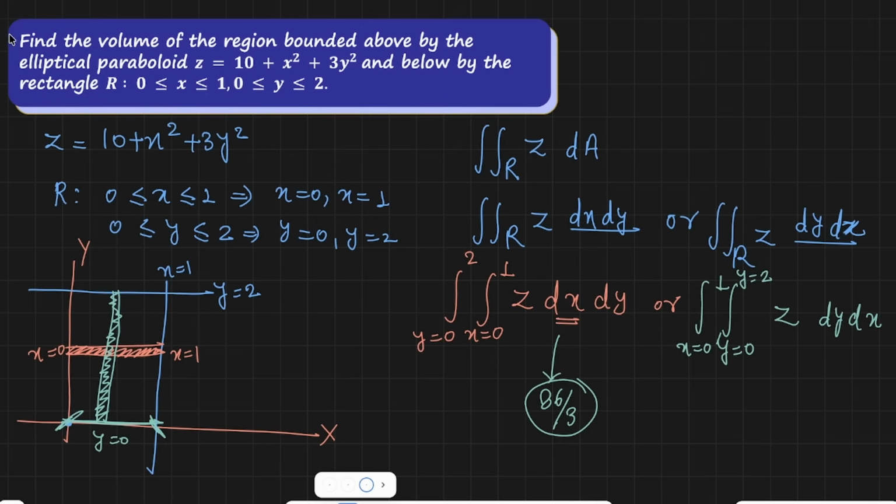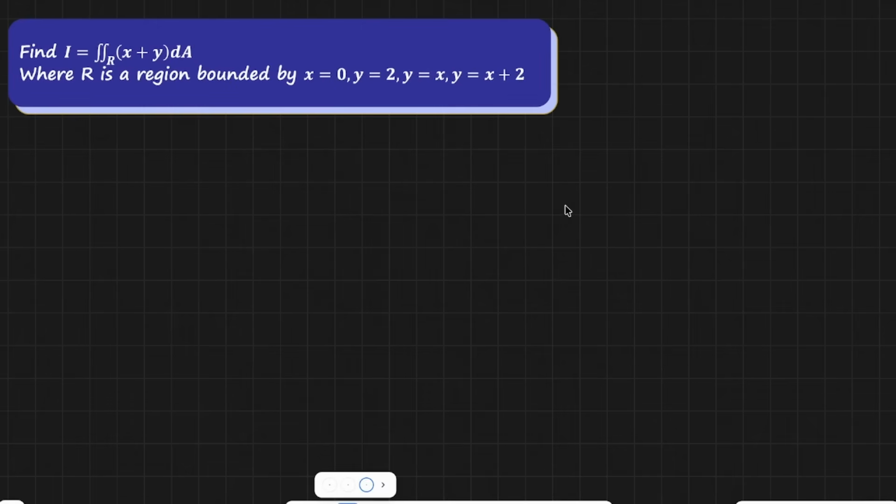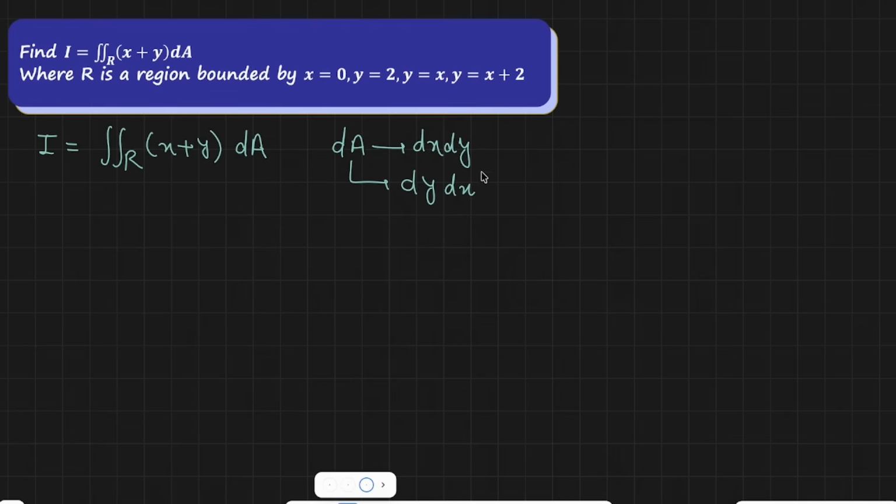Now from this statement-based question, I explained how to find out the answer. Now come to one more question which I will explain. So let's say I have this question. It is given, find out I is equal to the double integral over R of x plus y dA. It means I am free to take either dx dy or dy dx.